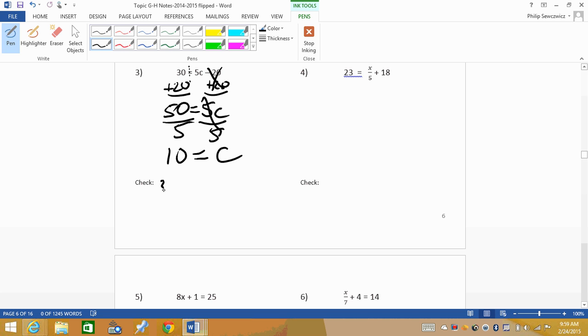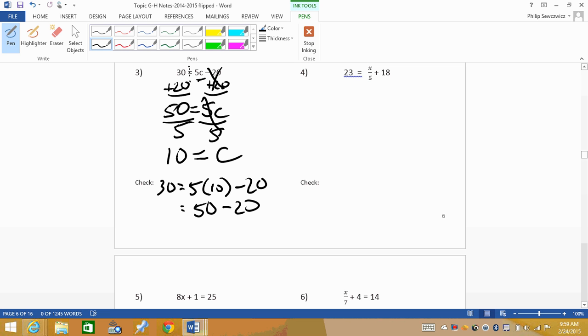So let's see if it worked. Is 30 equal to 5 times 10 minus 20? And again, we're just going back to the original problem, plugging 10 in for my c. Well, 5 times 10 is 50. Does 50 minus 20 equal 30? Yes, it certainly does, so we are good with it.